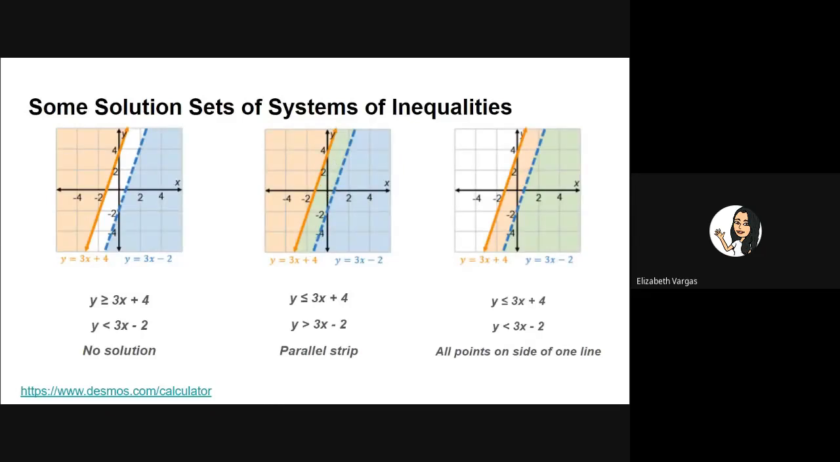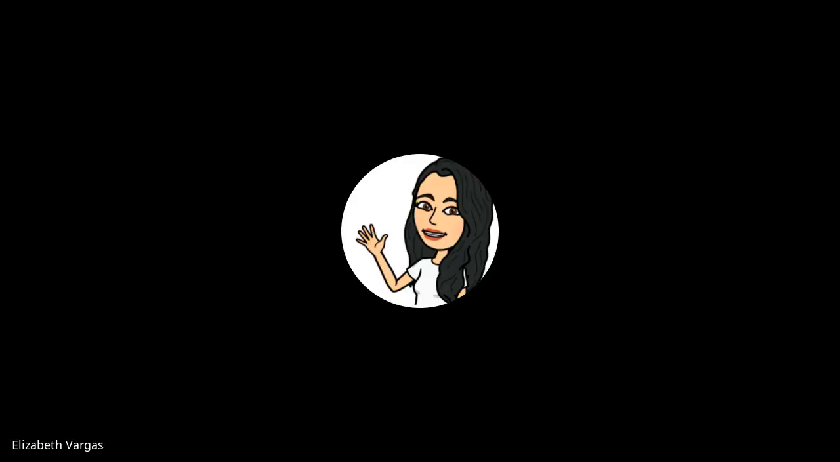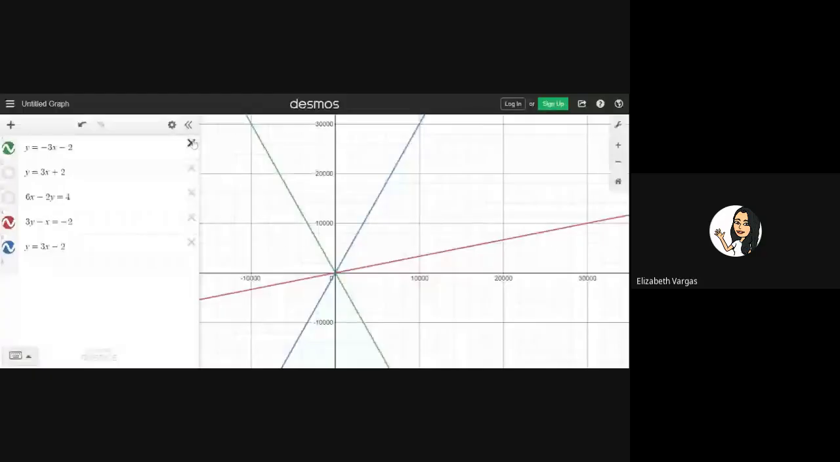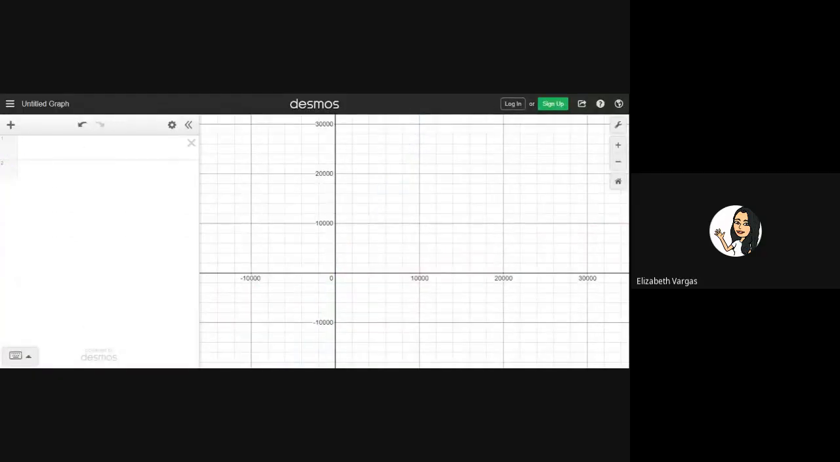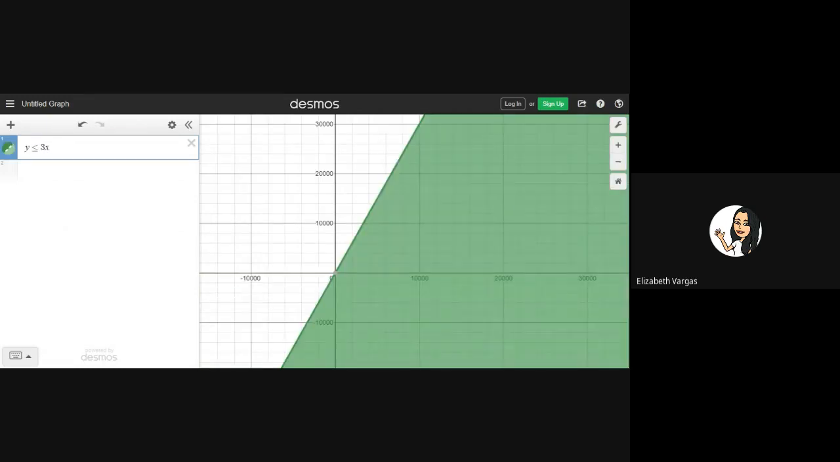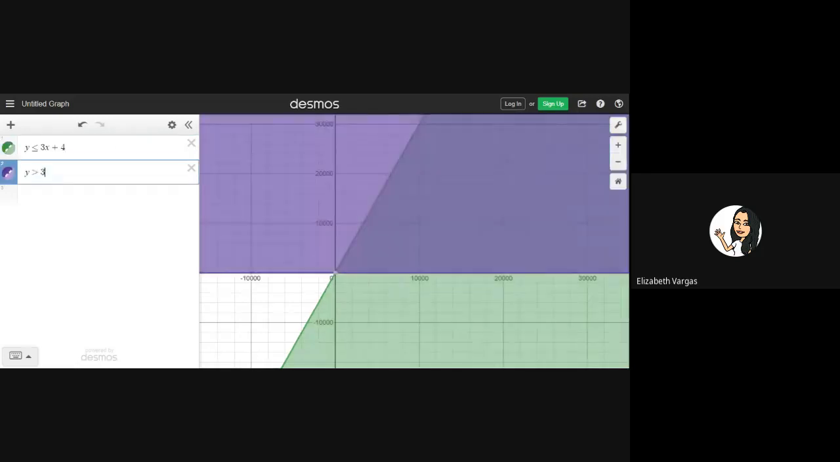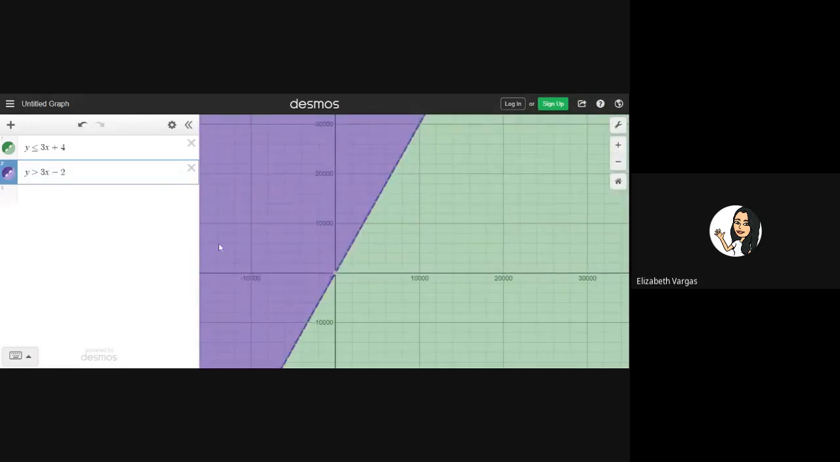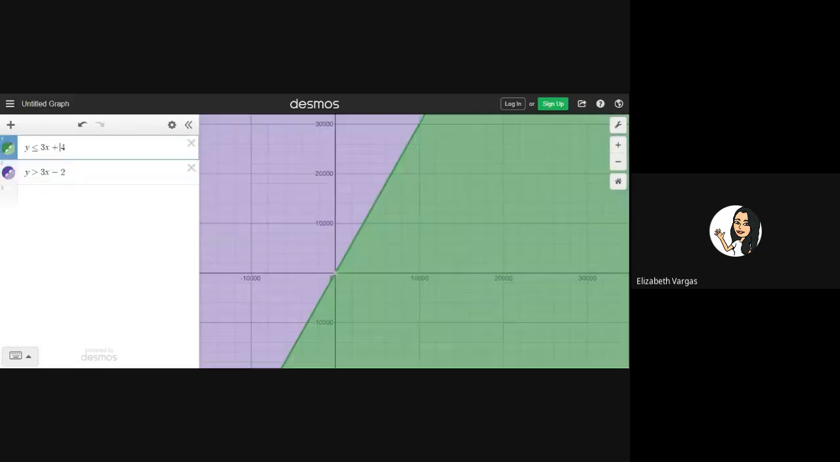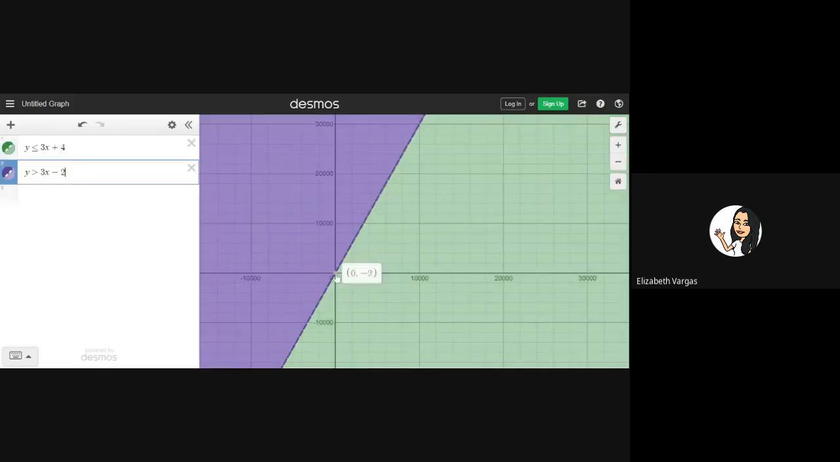I can go ahead and show us that on Desmos, because it's a little easier to see on Desmos because it does show the overlapping. So give me 1 second. So I have y, and I need to get those, hold on, greater than or equal to. Okay. It's telling me y is less than or equal to 3x plus 4. And y is greater than 3x minus 2. Okay, so I have both of my equations. When I'm looking for a point of intersection here, the points of intersection are going to be this part because they share this part.